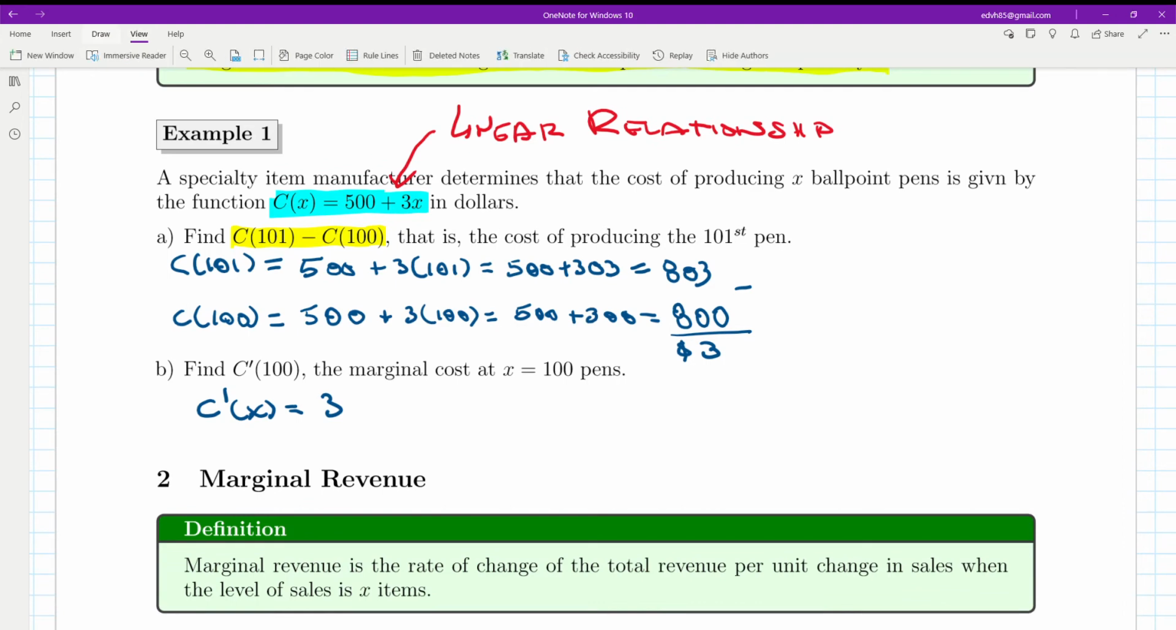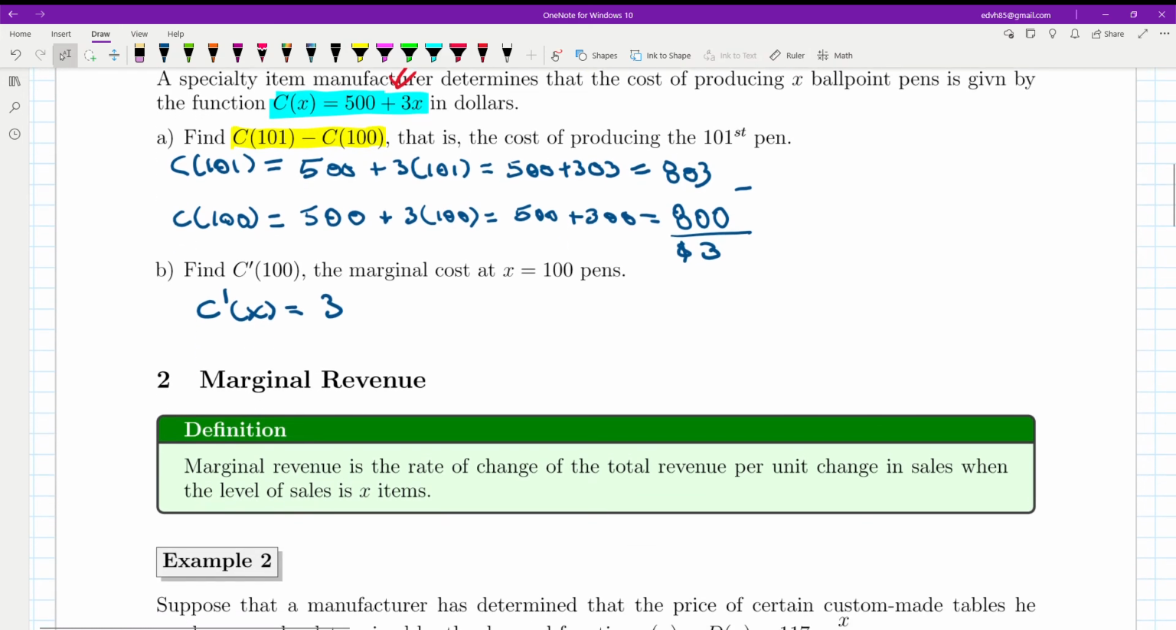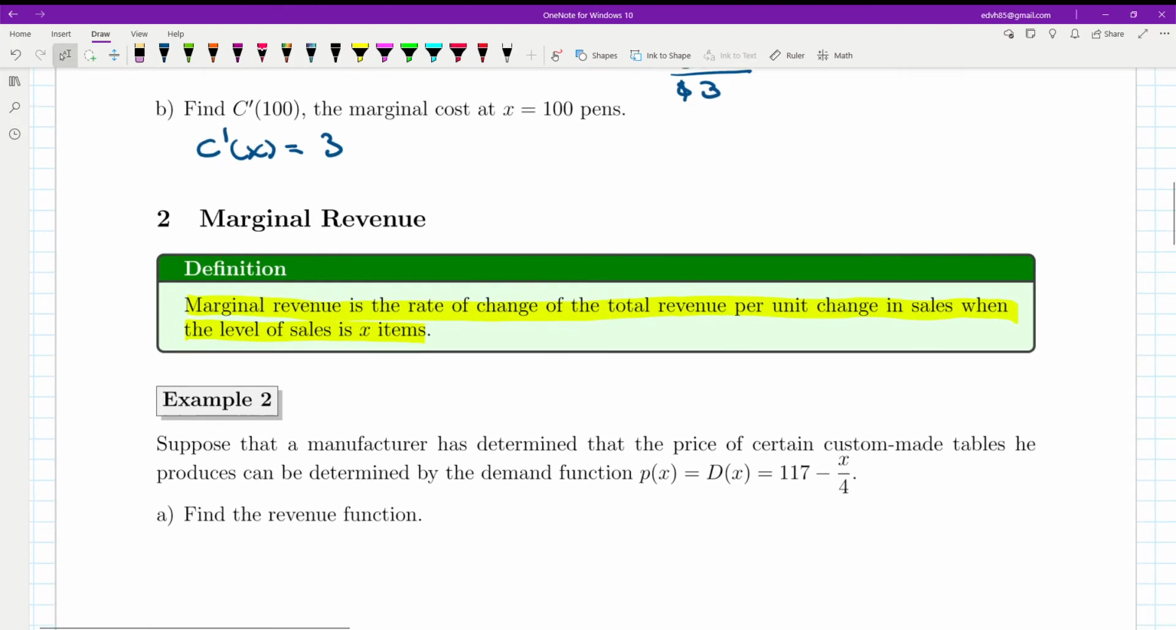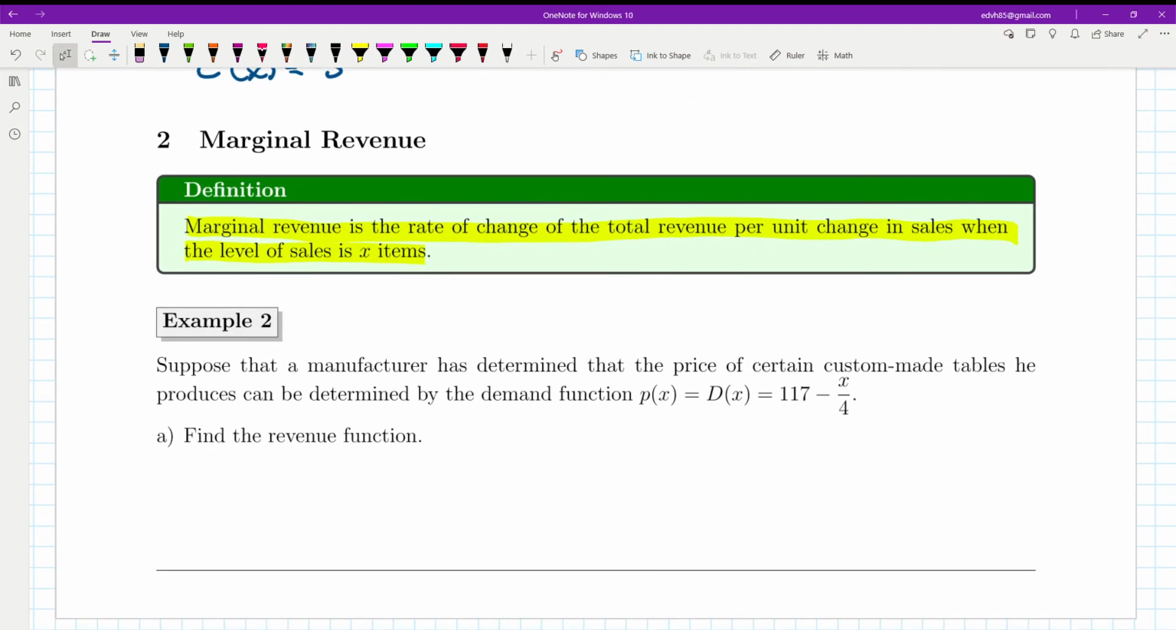So let's look at the next topic, which is marginal revenue, and we define marginal revenue as the rate of change of the total revenue per unit change in sales when the level of sales is x items. Now suppose we have a manufacturer that has determined that the price of certain custom-made tables he produces can be determined by the demand function p of x, or D of x. So the demand function is actually the price function as well, and that's 117 minus x over 4. Find the revenue function.